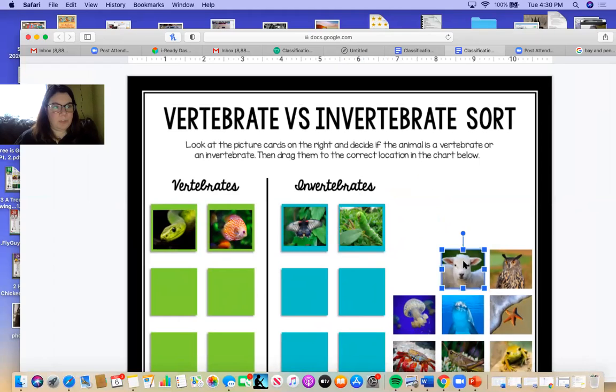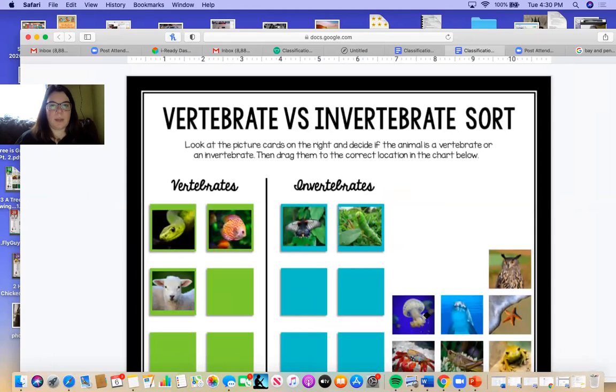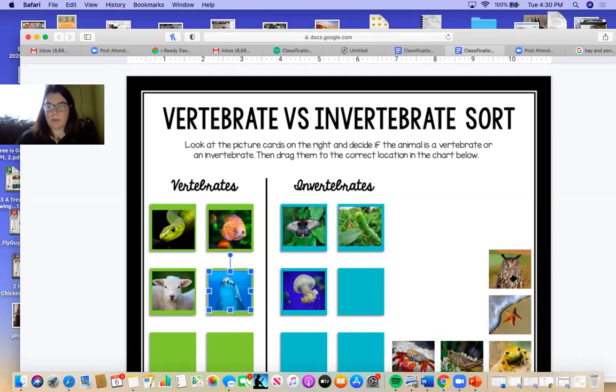We see a little sheep. A sheep is a mammal, and mammals definitely have backbones. So that is a vertebrate. Jump down here to, oh gosh, there it is. A jellyfish. What do we think about a jellyfish? Jellyfish do not have backbones. Do dolphins? Yes. Porpoises do. Dolphins do. Starfish. Starfish do not have backbones.